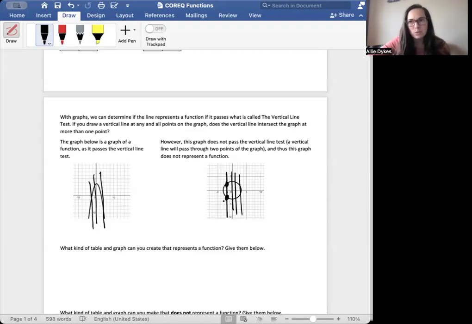There are some graphs where it maybe looks like an S, and then some places where you draw the vertical line, it will cross more than once, and some places where you draw a vertical line, it will cross only once. This is still not a function. All right.